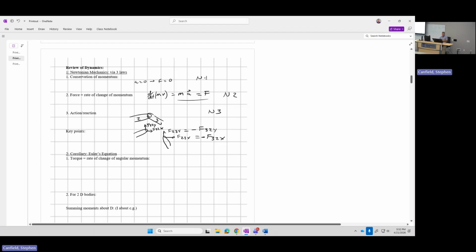Okay, let's see, I'll say some key points. This F is the sum of forces. And then the acceleration is the acceleration of the center of mass. Has to be the center of mass. And these are the sum of the forces acting on the body. And then mass is mass. I think that's straightforward.